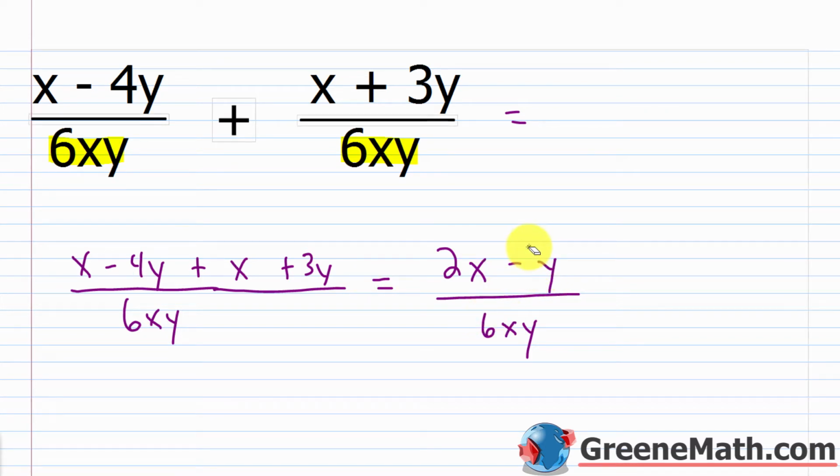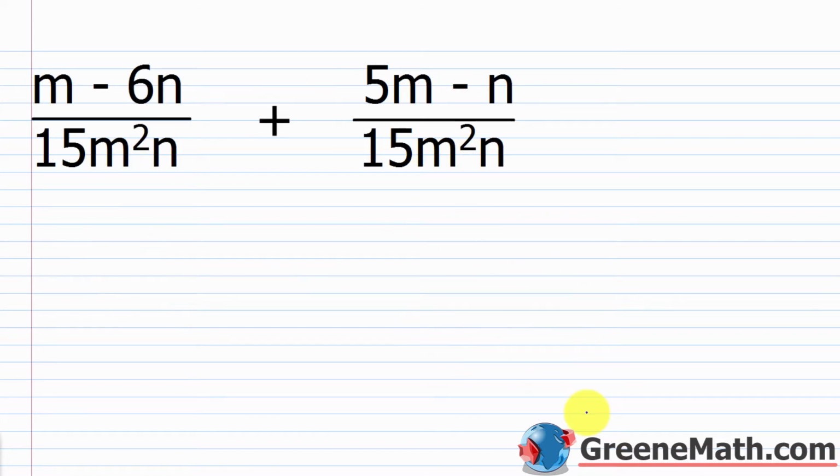But that's not the scenario I have. I have (2x - y) over 6xy. Nothing I can do to simplify further, so this is our answer right here. All right, let's take a look at another easy one.